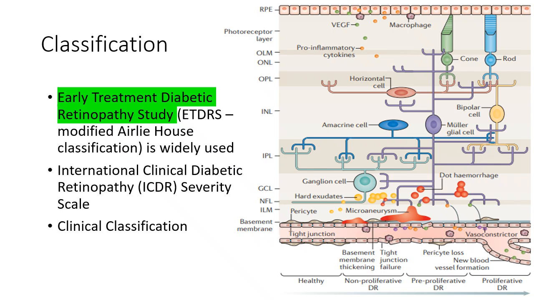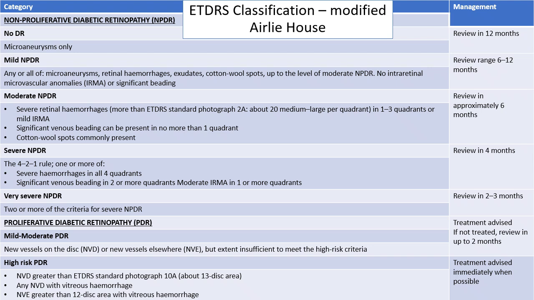An adaptation from the ETDRS and simplification of the ETDRS is the International Clinical Diabetic Retinopathy Severity Scale or ICDR classification, right? This is also followed by clinicians worldwide, right? And lastly, there is a clinical classification which I'll be explaining to you. So ETDRS classification, this is a must for the UG students as well as PG students. So this is a modified Airlie House classification where the category of the disease is on the left side and its management on the right side.